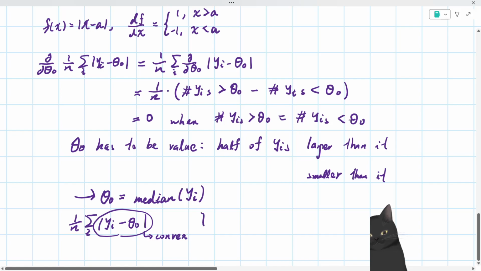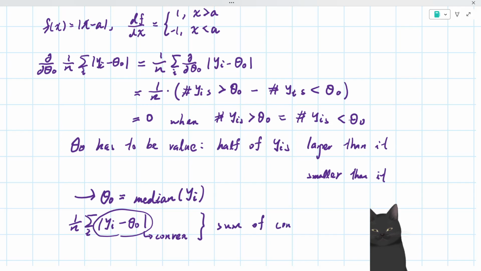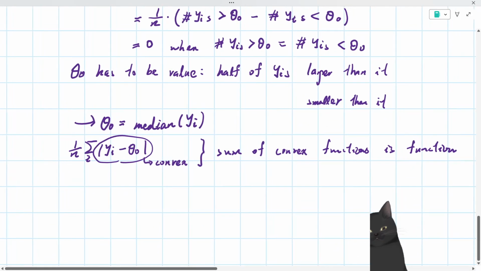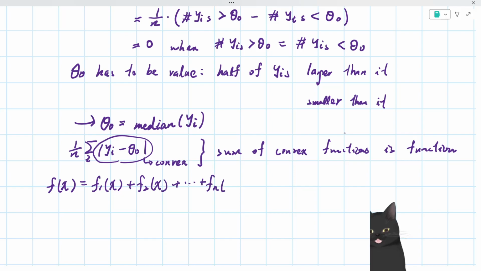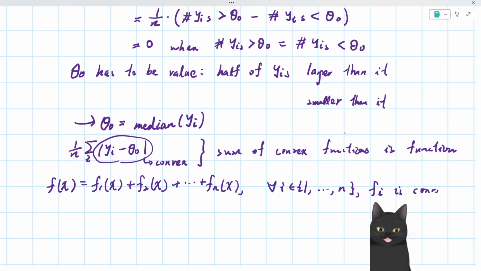And also, the solution mentions an interesting property, which is that the sum of convex functions is convex. Let me address a little more on this, because this is actually a proof that will not take too much time. So suppose we have a function f of x that is equal to f1 of x plus f2 of x plus ... plus fn of x, where for all i between 1 and n as an integer, fi is convex in x.